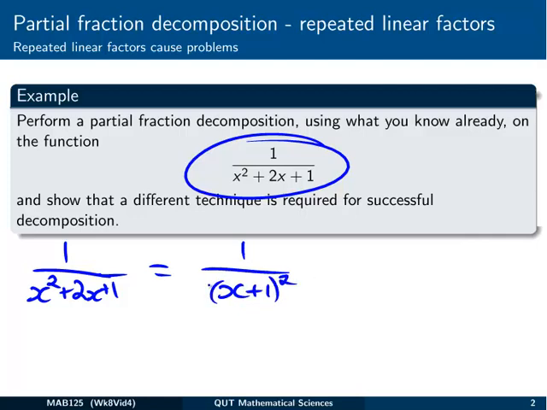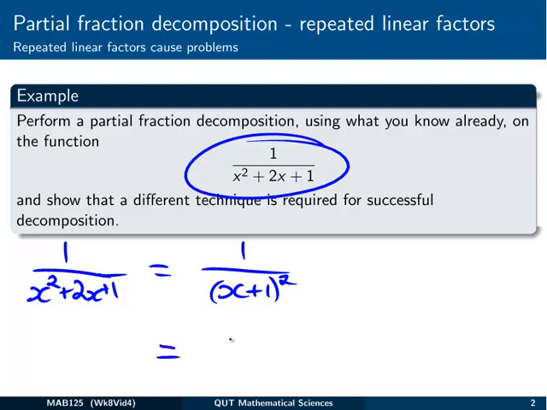And that's great because that's a linear factor. X plus 1 is a linear function. Unfortunately, though, it's squared, so it's actually repeated. It's like 1 over x plus 1 and then x plus 1 again. So it's the same thing repeated. And that sort of breaks the rules of what we were talking about in the previous video. But let's pretend it doesn't and try to do it as if we were going to use the same method.